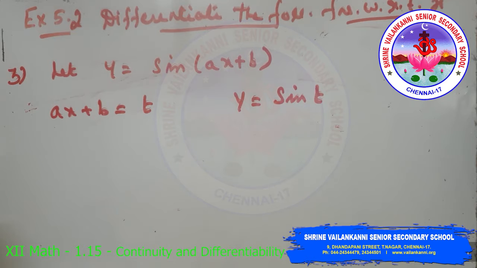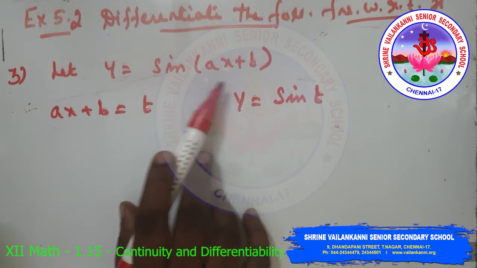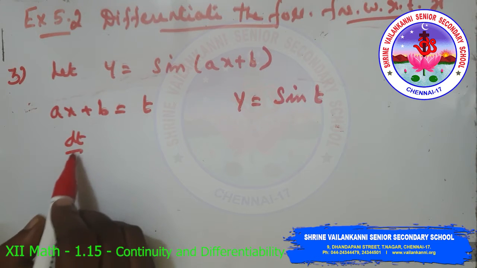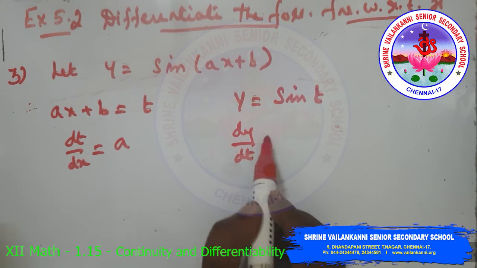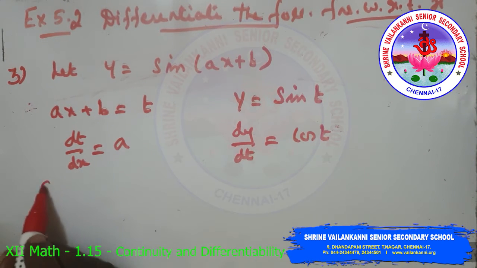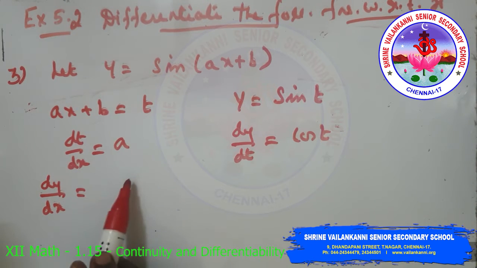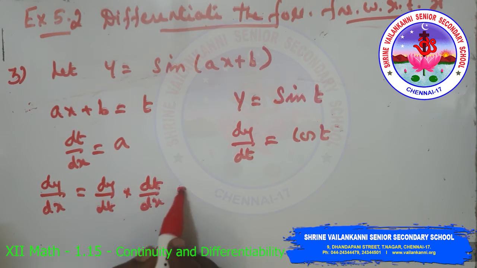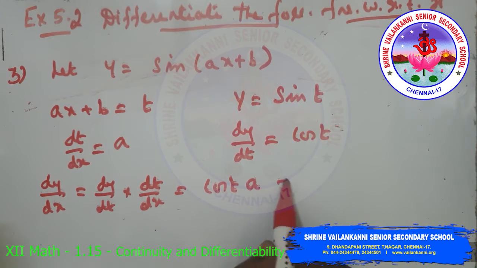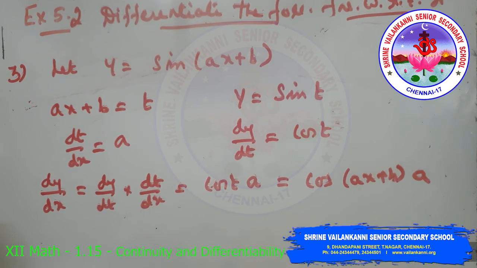Third question, sine of ax plus b. Put ax plus b as t, then y will become sin t. Differentiating this with respect to x, dt by dx is a, and dy by dt is cos t. Then to find dy by dx, which is equal to dy by dt into dt by dx, it is cos t into a. Replacing t, it is cos of ax plus b into a.